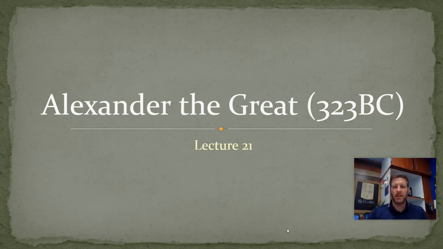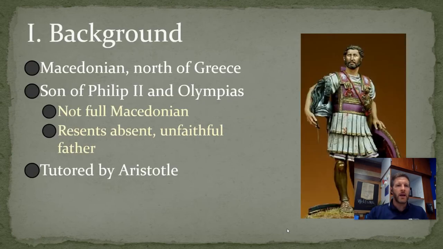Let's dive right in. Okay, so who was Alexander? What was some of his background? How did he rise to power? Well, he was actually a Macedonian. Macedonia is actually a region north of Greece. You can look; they've actually become a separate nation from Greece today.